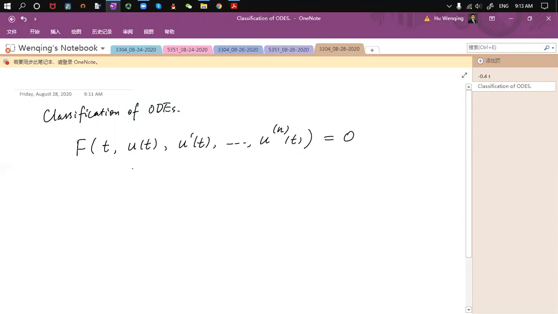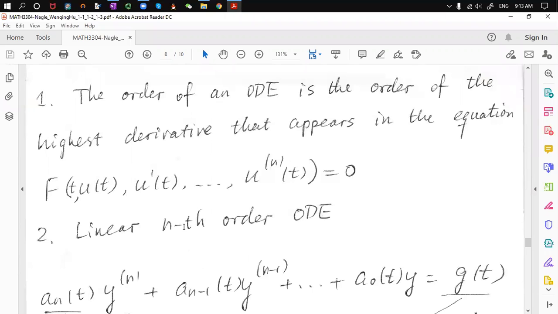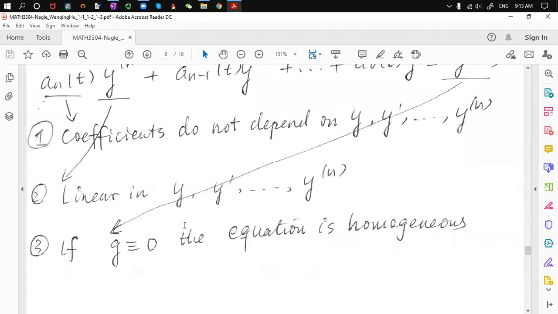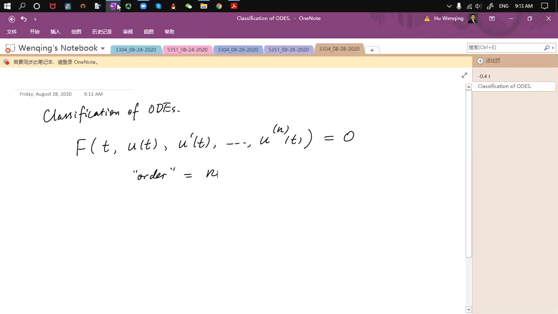Now you can see that the order of this ODE is just equal to n, because n is the largest number of derivatives in your equation. So the order is equal to the largest derivative that might occur in the differential equation. This is very simple. Let me give you some examples. If you take y prime plus y is equal to t, for example, the order is 1.